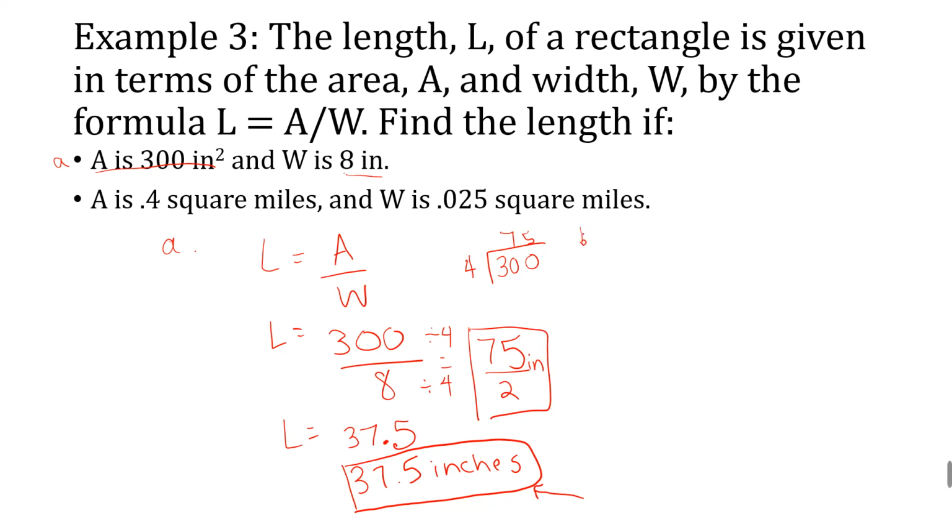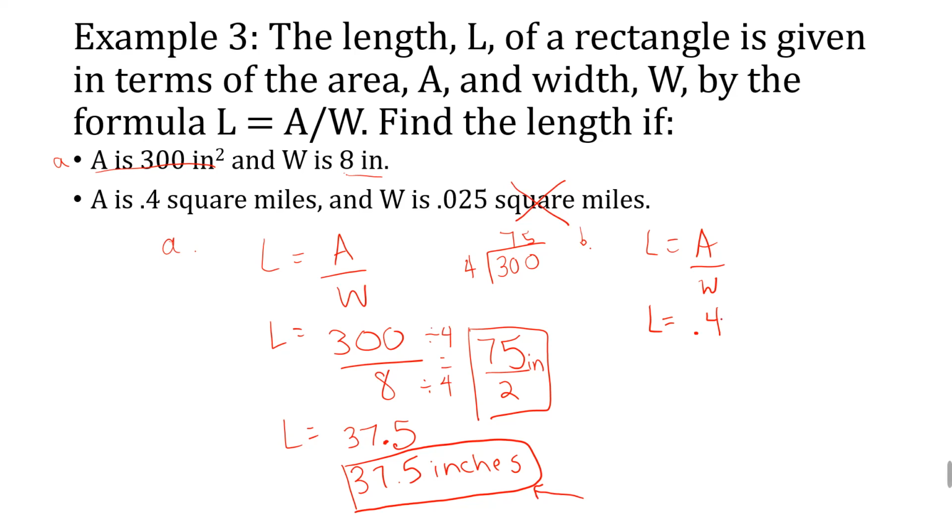Okay, so part B. A is 0.4 square miles, and W is 0.025 square miles. So again, I'm going to write the formula, and then I'm going to plug in A and W. So A is 0.4 square miles. Oops, W shouldn't be square miles. That's funny. That's a typo in the book and on my slides.